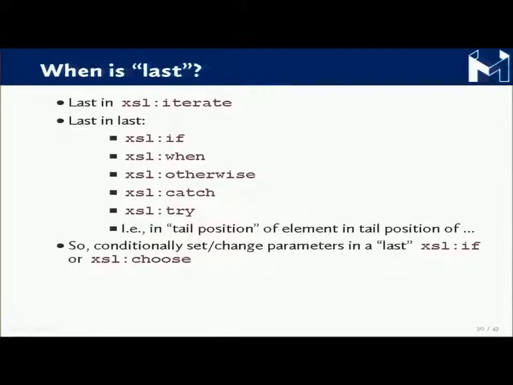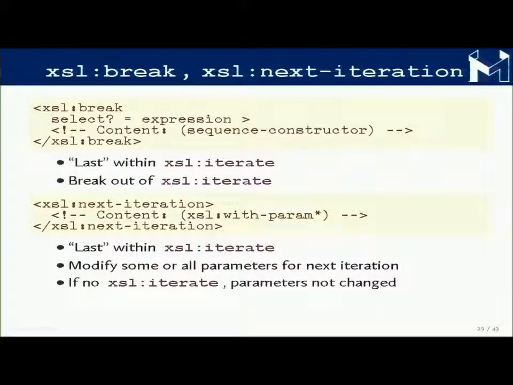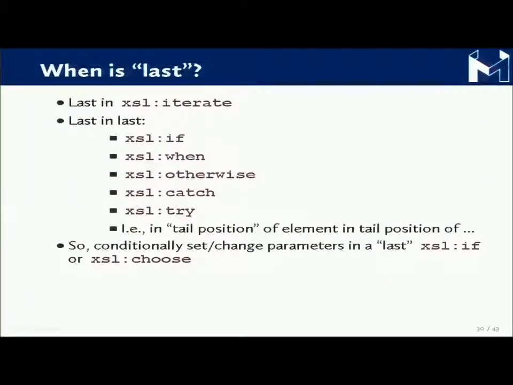So this last position is important for the use of xsl:break and xsl:next-iteration. It's not just physically last inside the xsl:iterate expression itself. This is the tail recursion under the covers that Michael was talking about this morning. You can put the xsl:next-iteration or xsl:break as the last thing inside an if, a when, an otherwise, a catch or a try. So it's essentially the last thing that's evaluated before the end of the iteration. If you want to change the parameter each time you go through, you'd put your next iteration at the end of your xsl:iterate. If potentially you wanted to modify the parameters in different ways depending on decisions that you make, you put it inside a when or an if.